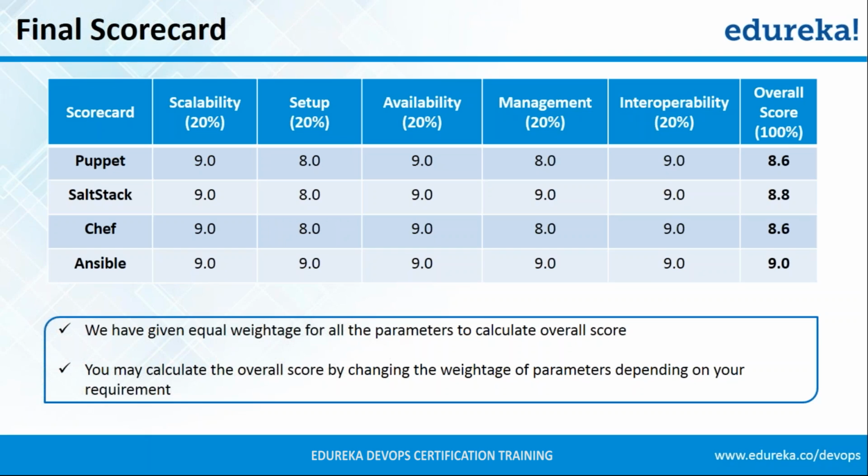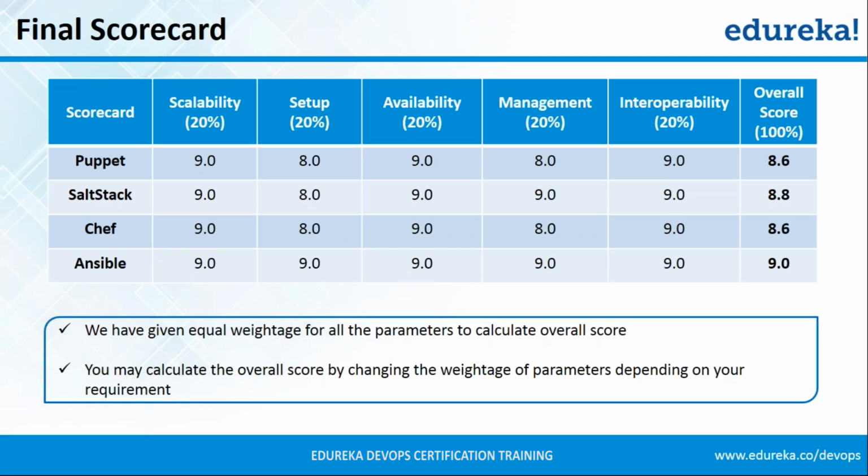When we talk about scalability, Puppet, SaltStack, Chef, and Ansible all are scalable, so I've given them 9. But when we talk about setup, Puppet, SaltStack, and Chef are not that easy to set up when compared to Ansible. So Ansible scores 9, rest of the tools score 8. When we talk about availability, all the 4 tools have multi-master or multi-server architecture, in which when the base server goes down, there's always a backup server to take its place. So all the tools score 9 over here. When we talk about management, Puppet and Chef are a little tough to understand when compared to SaltStack and Ansible. So SaltStack and Ansible score 9 and Puppet and Chef score 8.